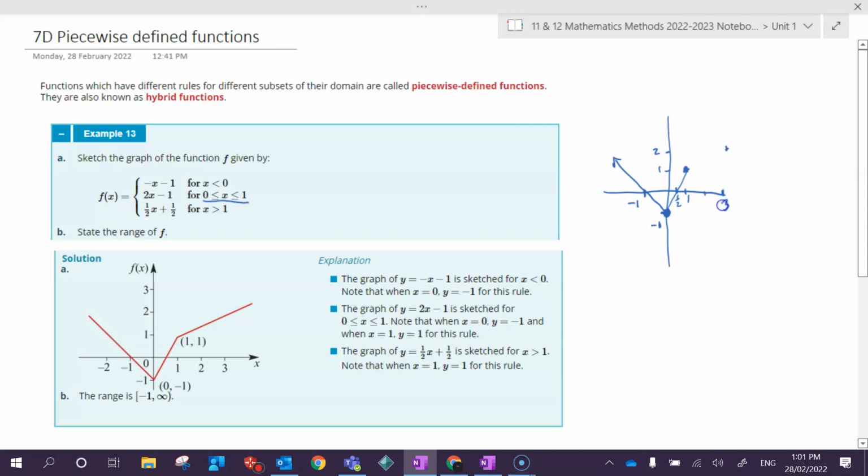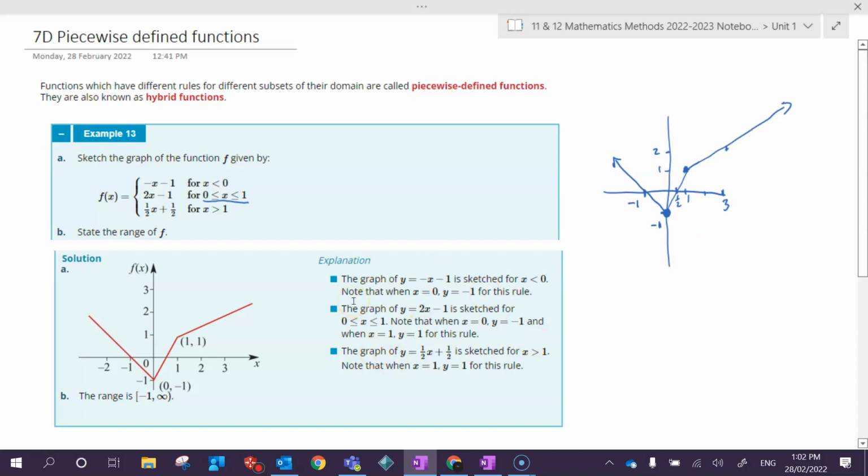I'm not allowed to scribble, obviously. Going through the point 3, 2, because that's up 1 and across 2, so I've got a gradient of a half. And it's going to continue in that fashion. We've sketched it. Over here on the left, they've talked about why it's true, but hopefully that's pretty easy.